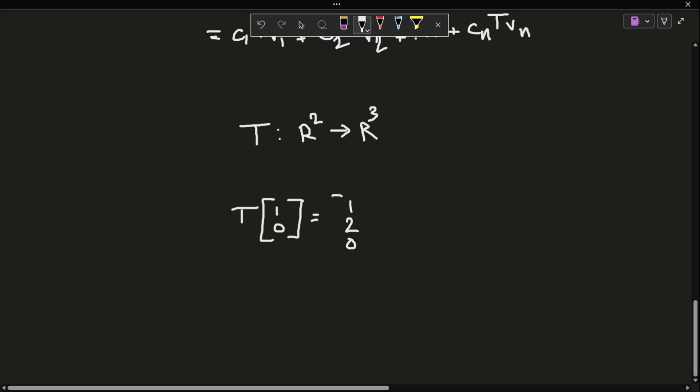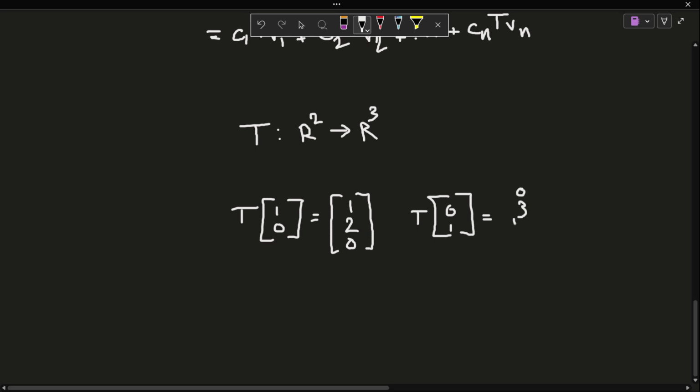So let's say that we know that T of the first vector in the standard basis for R2 is going to give us (1, 2, 0) if we input that into our transformation. And then if we also input the other vector in the standard basis for R2, we're going to get (0, 3, 4). So given these two pieces of information, we can determine how the transformation is going to affect any vector inside R2, just by the basis.